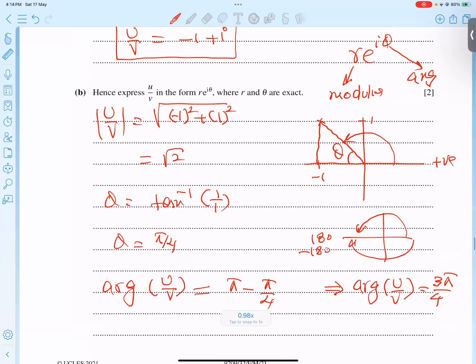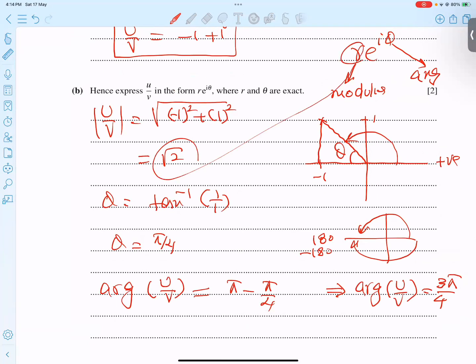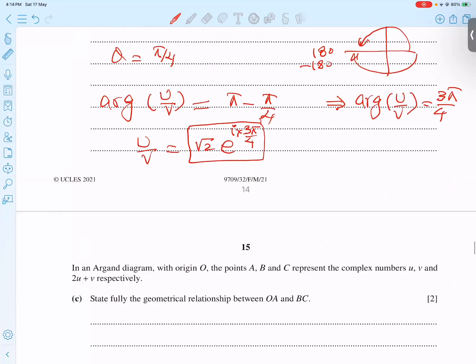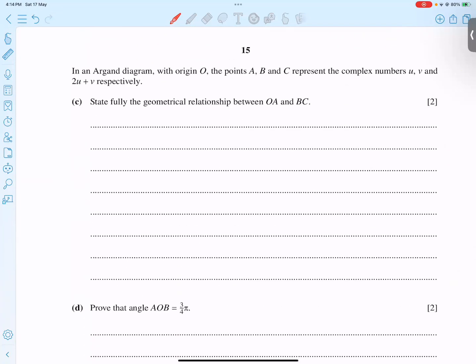And I'm writing now in the form: this modulus will go in the place of r, this will go in the place of theta, and that is my final answer. So u over v is equal to root 2 e to the power i times 3 pi by 4. Alhamdulillah. I hope the concept is very clear. Let's go for the next part.